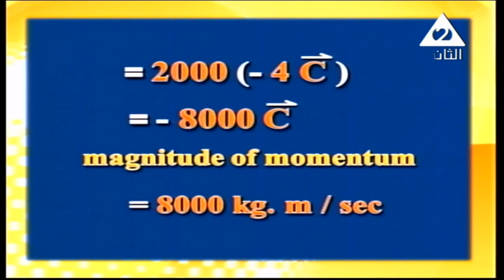Why? Because the unit of the mass was 2 tons, we convert it to kilogram, and the velocity is in meters. Therefore, the velocity is in meter per second, because x, the distance, was in meters. Then the magnitude of momentum equals what? 8000 kilogram meter per second.